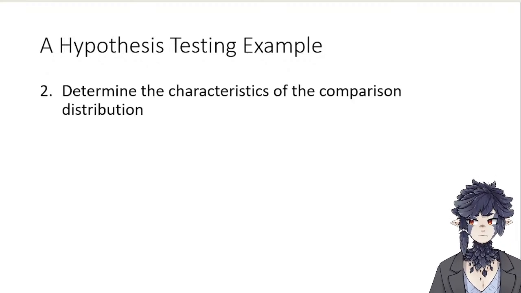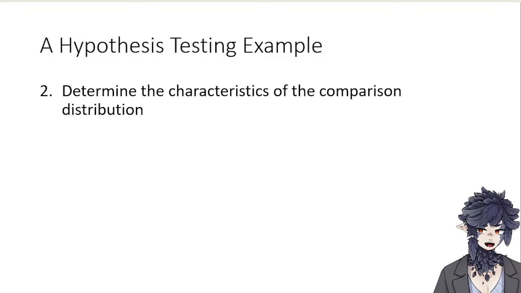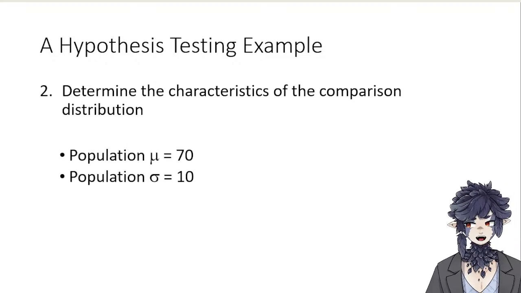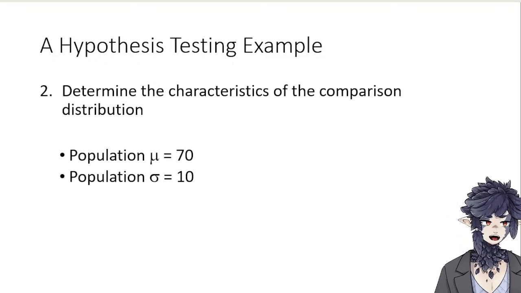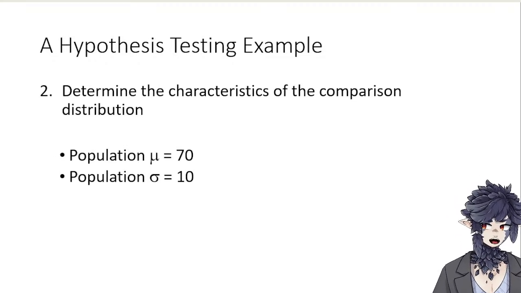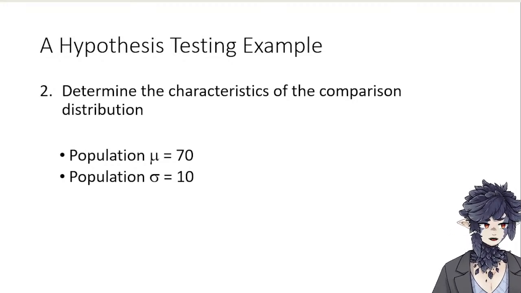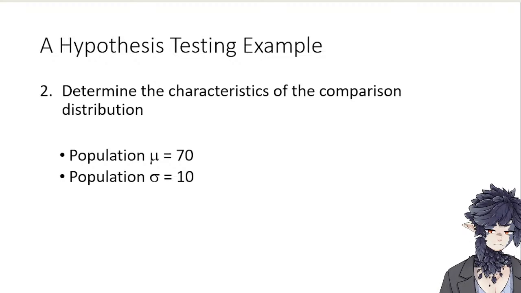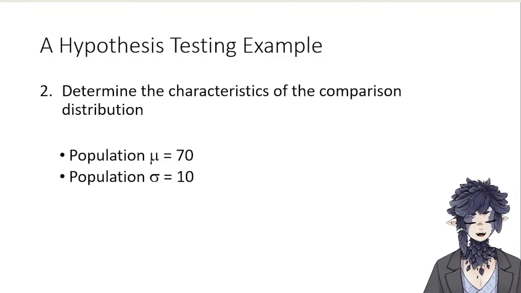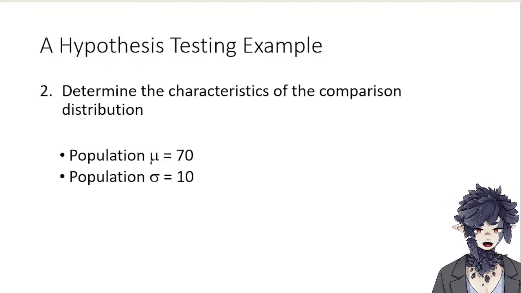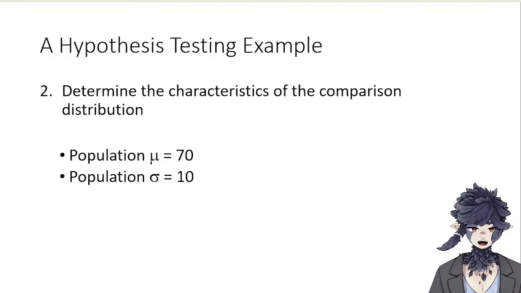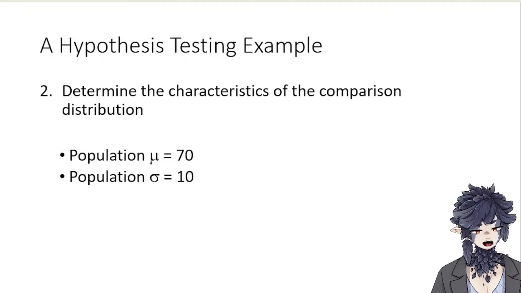Step 2, we have to determine the characteristics of the comparison distribution, which again is just a fancy way of saying, what does our control group look like? What's our population look like? In this case, for happiness, we know the population has an average of 70 on this happiness scale with a standard deviation of 10. Most people are scoring at around a 70, give or take 10 points. So that's step 2. We've described what happiness looks like in people who didn't experience this extremely fortunate life event.